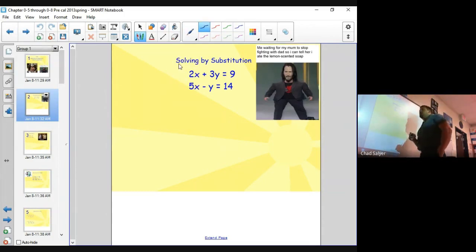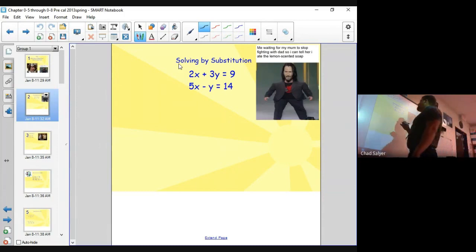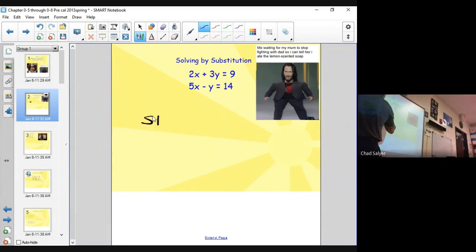So to solve by substitution, you're going to pick an equation, solve that equation for one of the two variables, and then plug in the expression that variable is equal to into the other equation. So let's go step by step. Step 1, we're going to solve for a variable.